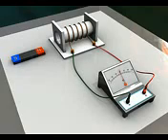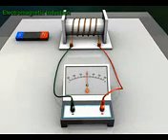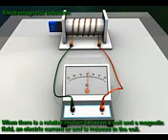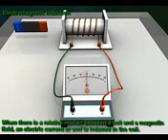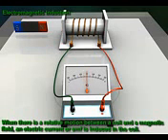Working principle of an AC generator. An AC generator works on the principle of electromagnetic induction. In electromagnetic induction, when there is a relative motion between a coil and a magnetic field, an electric current or EMF is induced in the coil.